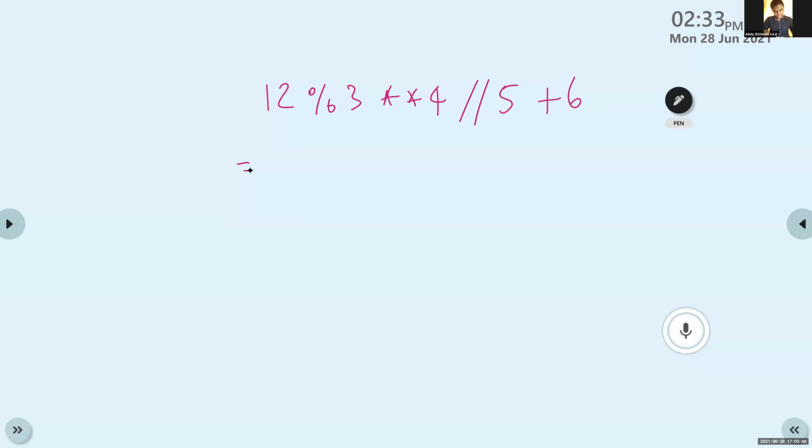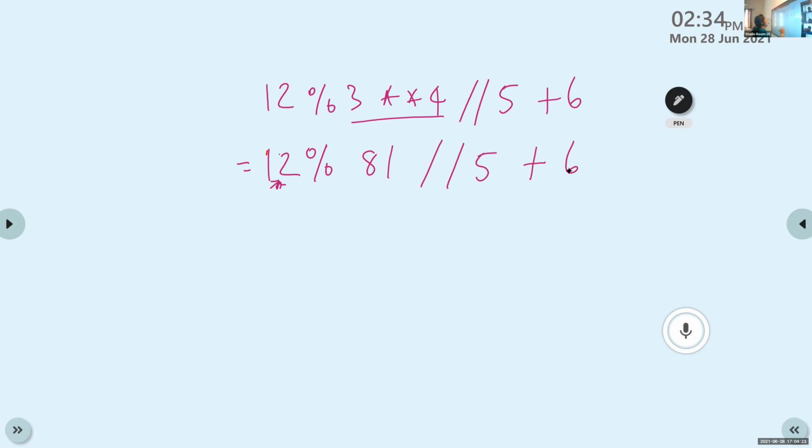Vishnu, which one to read first? Which calculation is first? Higher precedence is for modulo? No, exponent. Exponent, correct. Exponent is the highest precedence operator. So 12 modulo 3 exponent 4. What is 3 exponent 4, Anish? That is 81. Then floor division 5 plus 6.